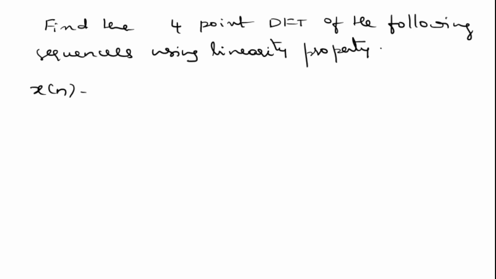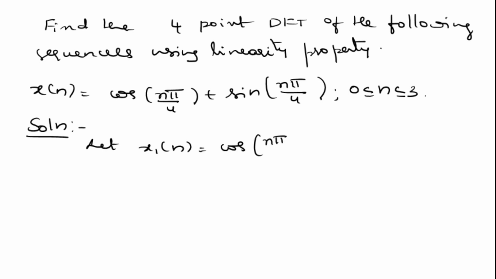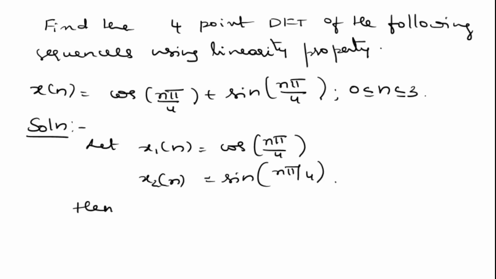x of n is equal to cos of n pi by 4 plus sin of n pi by 4, where n varies between 0 to 3. Let x1 of n is equal to cos n pi by 4 and x2 of n is equal to sin n pi by 4. Then x of n is equal to x1 of n plus x2 of n.